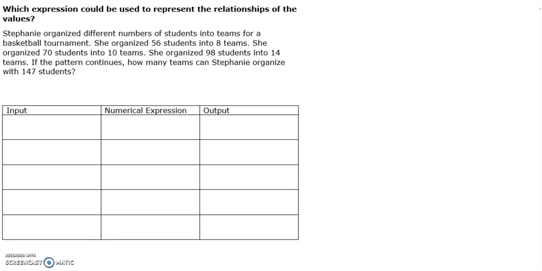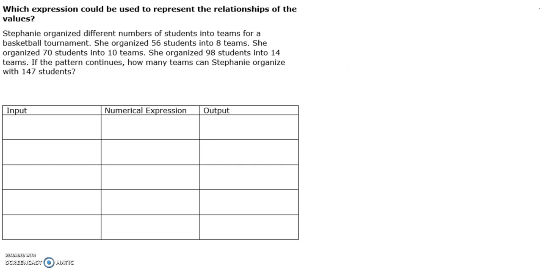Stephanie organized different numbers of students into teams for a basketball tournament. She organized 56 students into 8 teams. She organized 70 students into 10 teams. She organized 98 students into 14 teams. If the pattern continues, how many teams can Stephanie organize with 147 students?